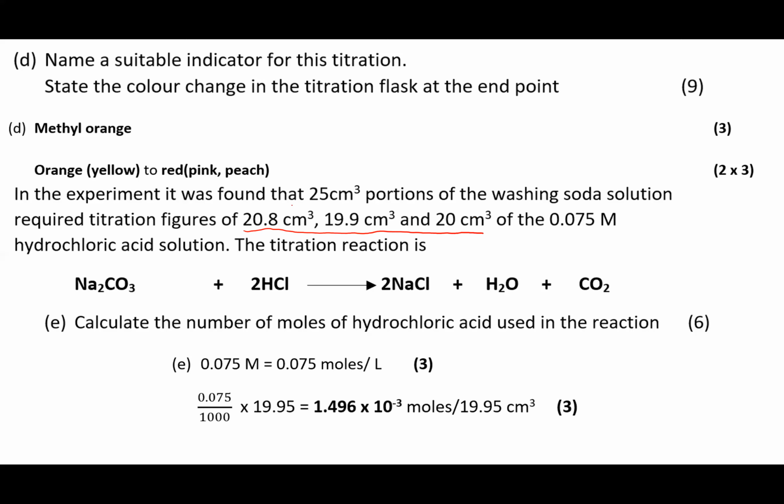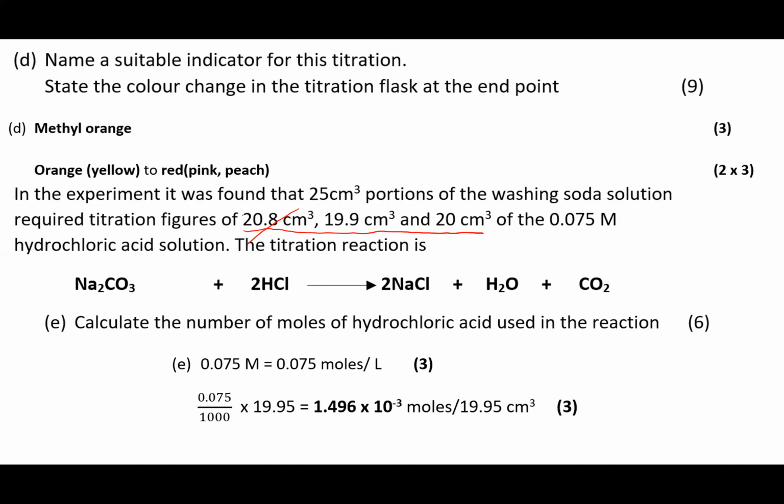Okay, so we ignore the first one because that is a rough titration. Then we get the average of the second and third one, which gives us 19.95. And that's always the case if you're given three titration figures in a question. So we know what the moles per liter are, which is 1,000 centimeters cubed. So we've 0.075 divided by 1,000 multiplied by 19.95, which gives us 1.496 by 10 to the minus 3 moles in our 19.95 centimeter cubed.